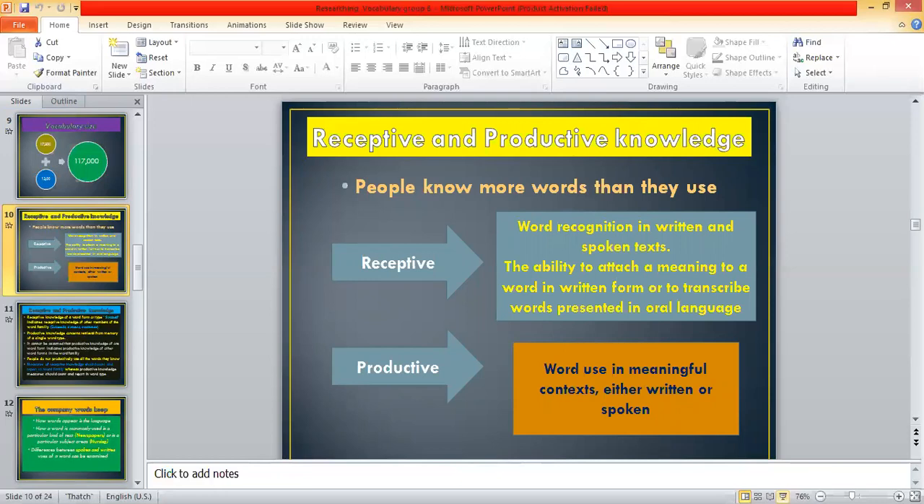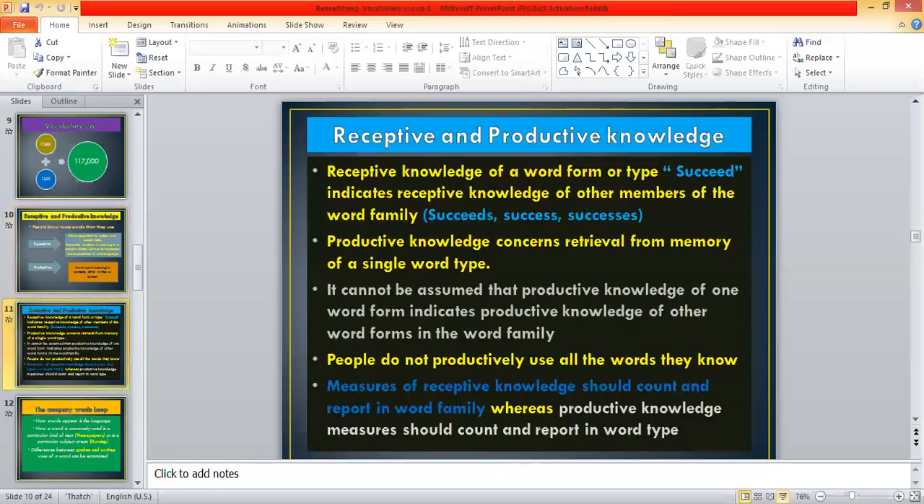As researchers, we also have to think about receptive and productive knowledge when we conduct vocabulary research. Receptive knowledge of a word form, or type, such as succeed, indicates receptive knowledge of other members of the word family. That means if you know succeed, you probably might know success and successes as well. You recognize the word. Productive knowledge, on the other hand, concerns retrieval from memory of a single word type.